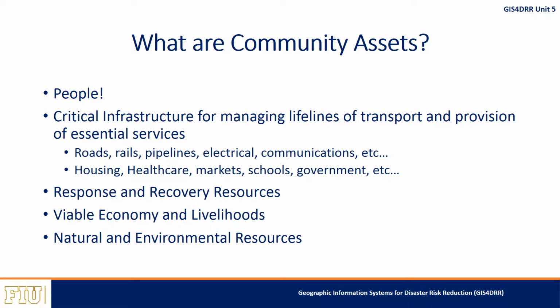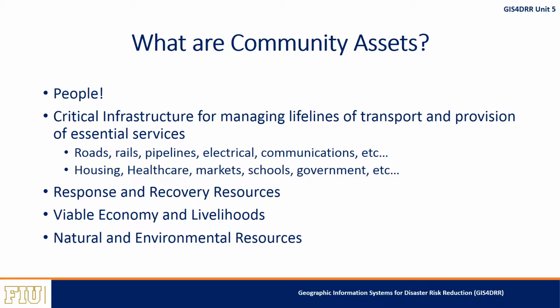Community assets are people, for starters. They're the most important asset to a community and that which needs protecting the most. They're also part of the response and the preparation and the disaster risk reduction efforts, so they're critical in all phases. What we call critical infrastructure, lifelines for transportation, and transportation can include pipelines and rails and roads, anything that moves anything, even communications. Essential services typically are thought of as housing, healthcare, markets, schools, governments, and such.